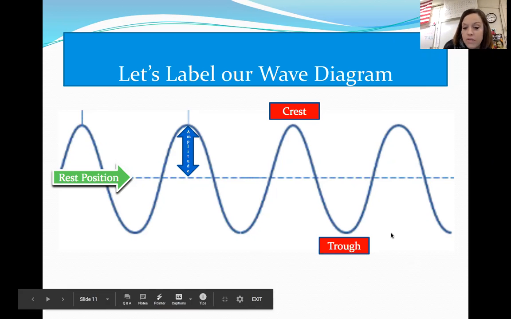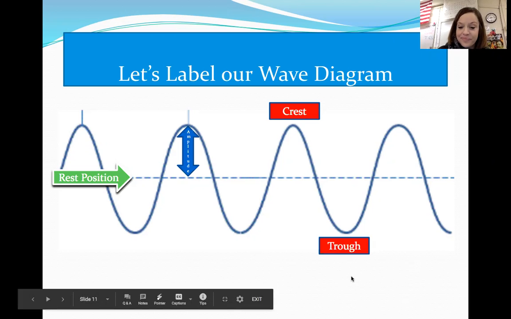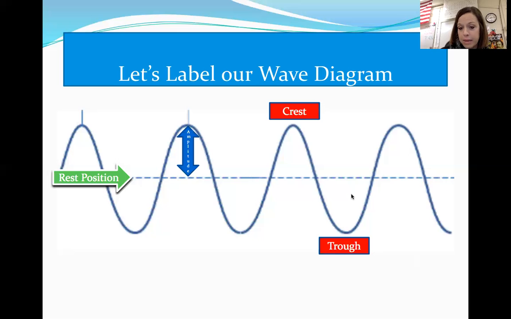So Levi, thank you for joining us. We are just doing some quick notes. These will be posted in Schoology later, but right now I'm having everybody just do it on a piece of paper, okay? Old school. Remember before computers when we used paper? So everybody should have 4 things labeled: rest position, amplitude, crest, and trough.